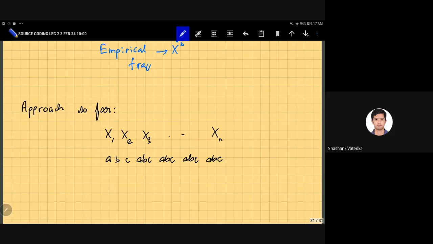Okay. So what do we do? We first find the fraction, or the relative frequency of occurrence, of each symbol in the sequence. So what is the relative frequency of occurrence of each symbol in this particular sequence over here?